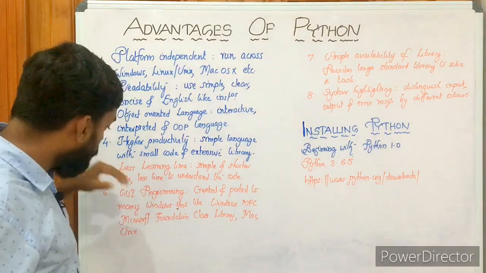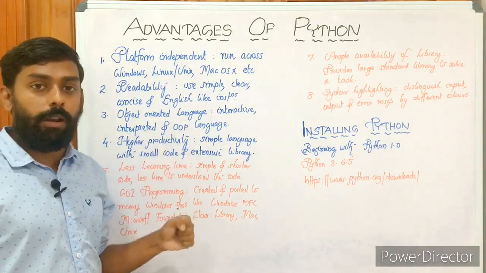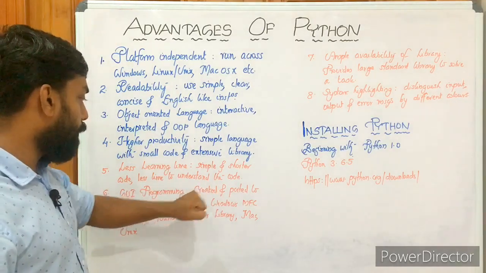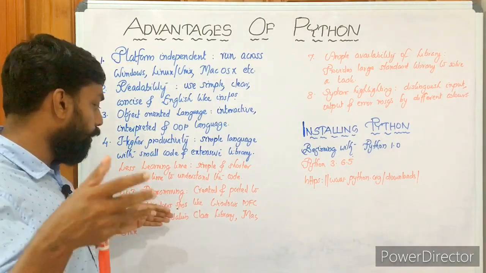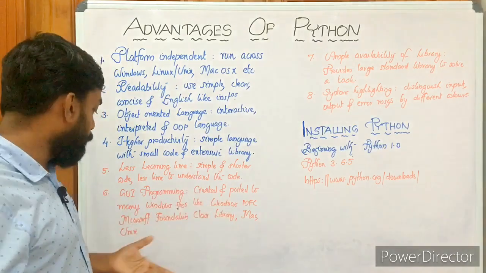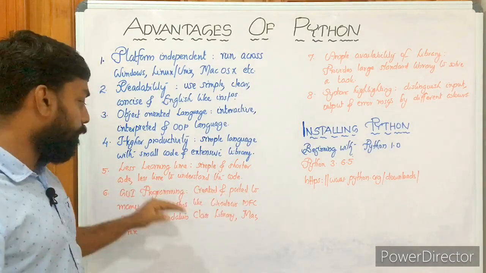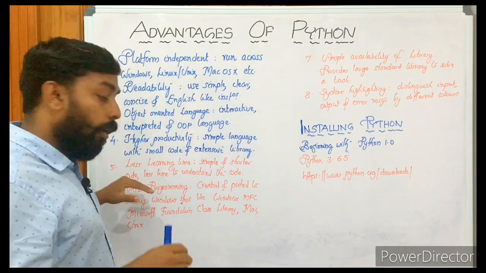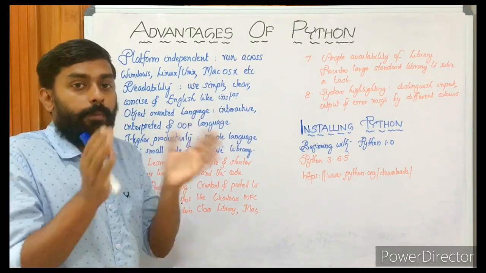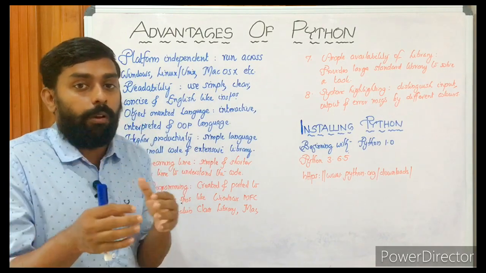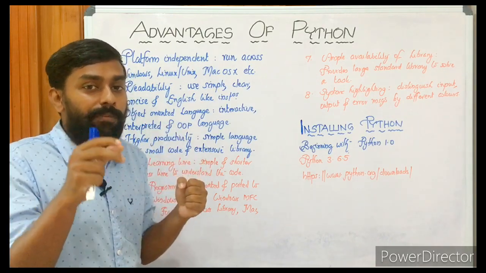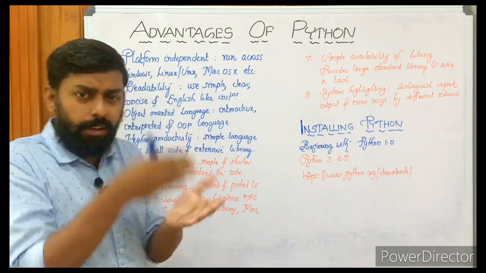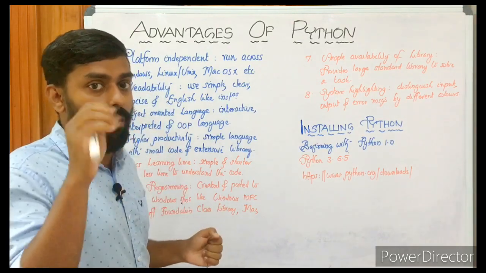Then GUI programming, graphical user interface programming. It will be very easy here with Python; it is created and ported to many Windows systems, like Windows MFC. MFC stands for Microsoft Foundation Class Library. Here the point is it offers GUI programming, in the sense of graphical user interface programming. So using Python, it will be very easy for us to program GUIs, the graphical user interfaces, the visible part of the software.